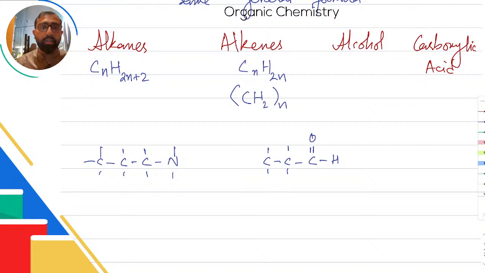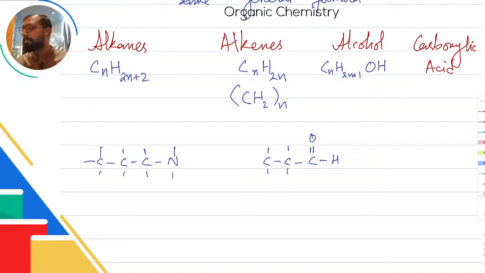Okay. So judging by this, you are able to know different members and different general formulas. What about alcohols? CnH2n+1OH. So all you're doing is removing one hydrogen from the alkane and putting OH instead of that. And that's alcohol. So alkane was CnH2n+2. Alcohol is CnH2n+1OH. That was +2. This is +1. You have basically replaced one hydrogen with OH.